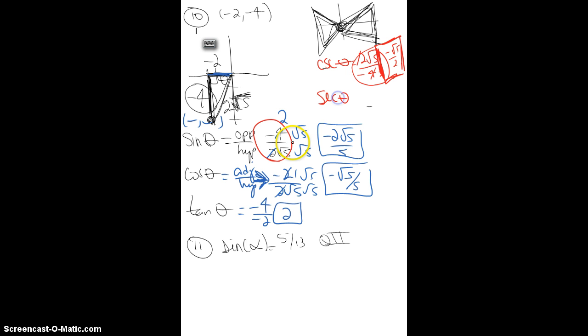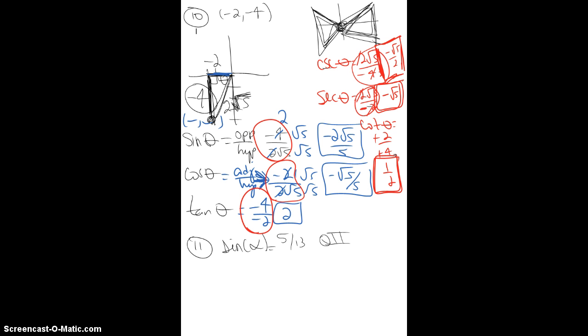Secant is the flip of this guy, so where's my original? Right there. So I have what, a +2 radical 5 over -2. These guys cancel, so I'm just left with that, which is the negative, and then square root of 5. And then cotangent of theta, I am going to go to the original, so I'm just going to flip that, which is -2 over -4. Those guys reduce to what, a +1/2. All right, so that's how I find sine, cosine, tangent, and then cosecant, secant, and cotangent.